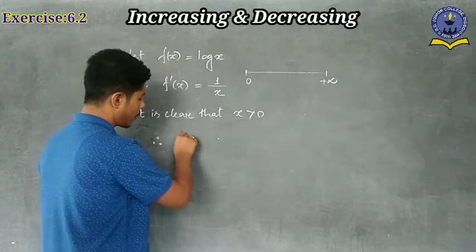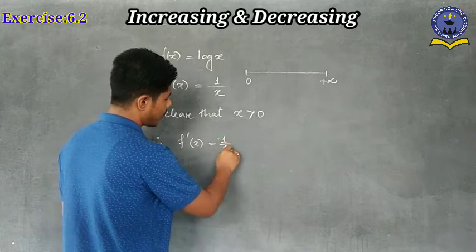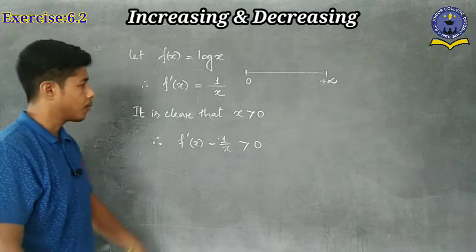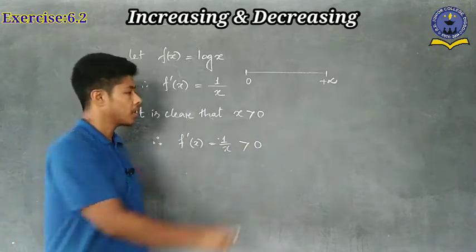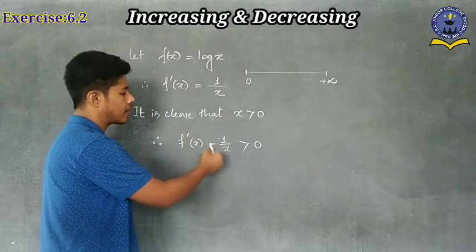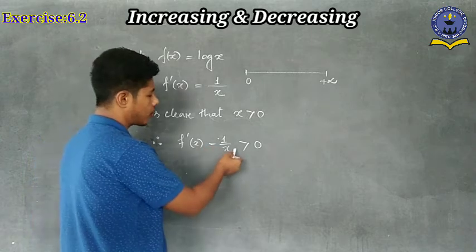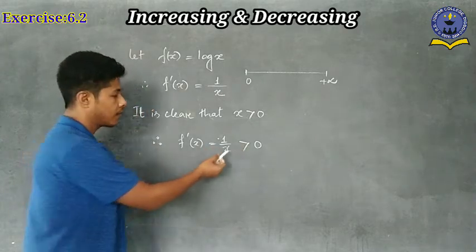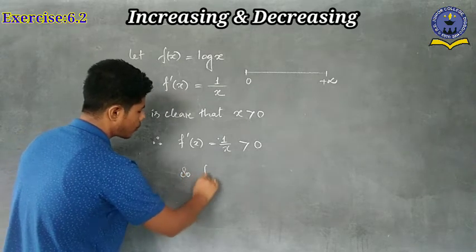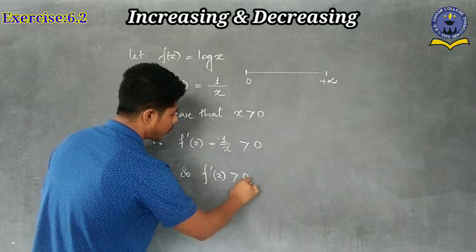So therefore, without doing anything, we can directly write f dash of x equals 1 by x, and this value is obviously greater than 0. Why? Because the value of x is greater than 0. If the value of x is greater than 0, that means positive values we put here, then as a whole 1 by x is obviously a positive value. If 1 by x is positive, that means greater than 0. So from here, the conclusion we have to write is f dash of x is greater than 0.